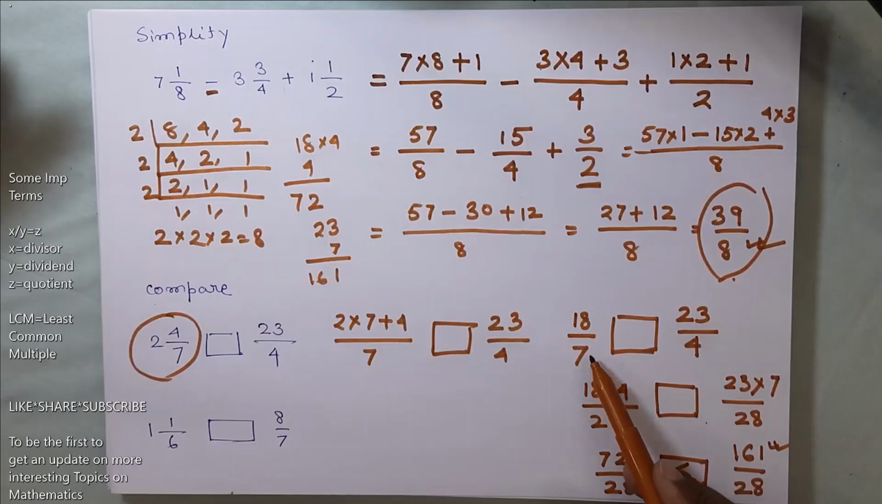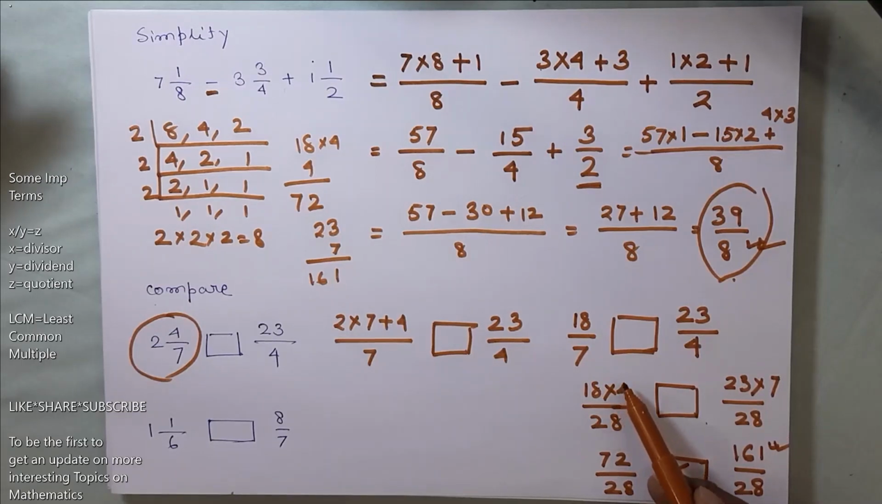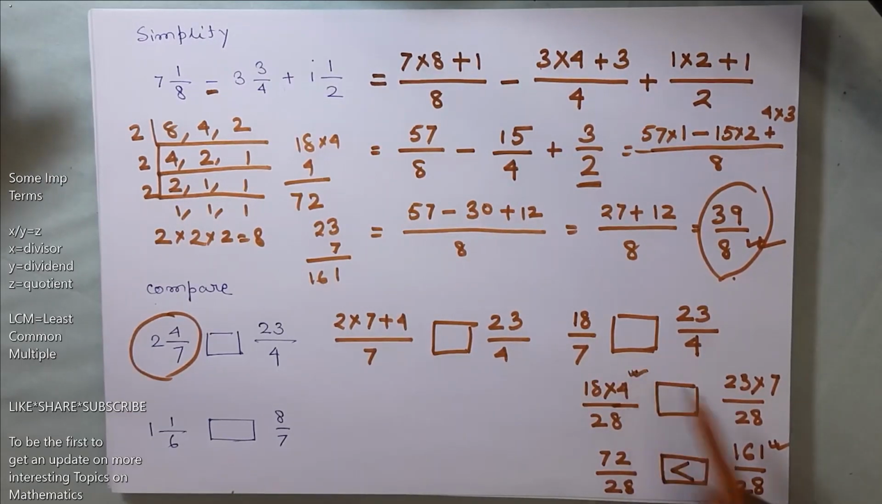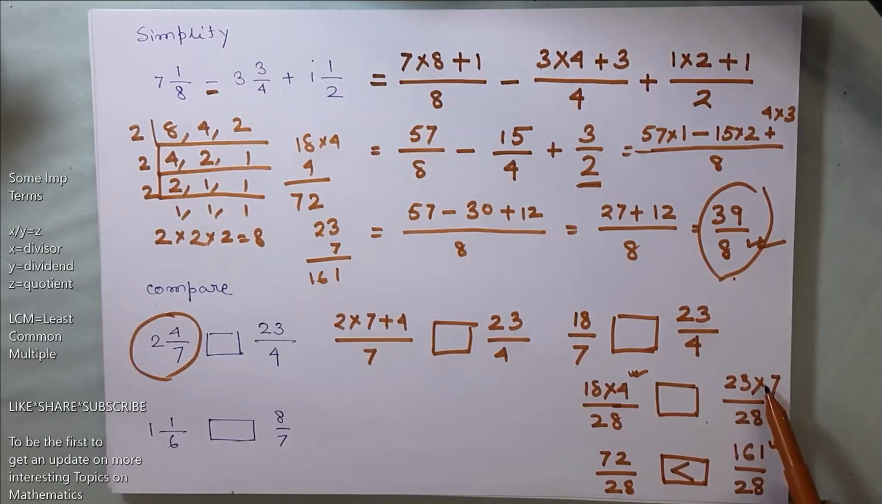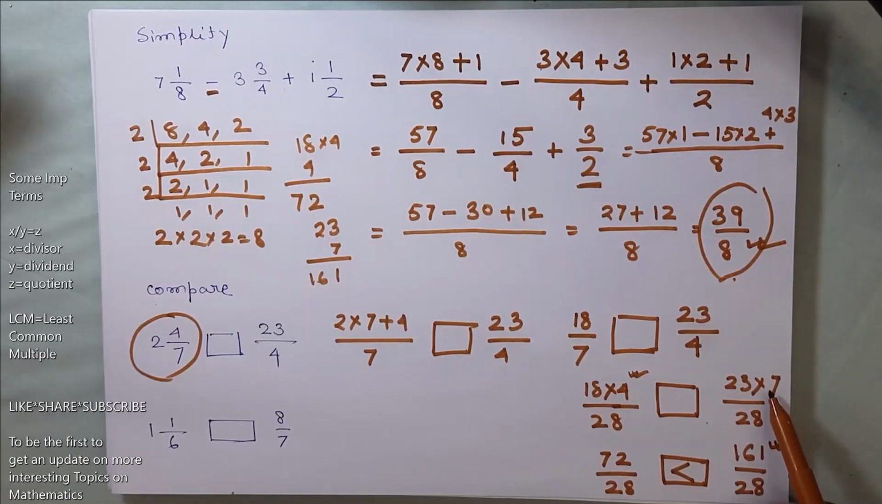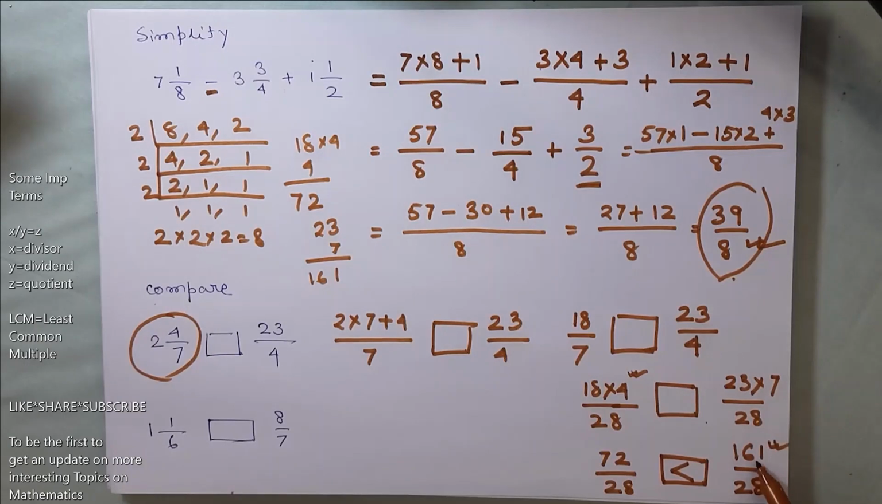So here to change 7 to 28 we have to multiply 7 with 4. So here also in the numerator you have to multiply the numerator with 4. Here if you want to change the denominator from 4 to 28, which is the LCM, we have to multiply 4 with 7. So same way the numerator also needs to be multiplied with 7. Now once I multiply the numerator with the required value, I get 161 for this second fraction, whereas I get 72 for the first fraction.